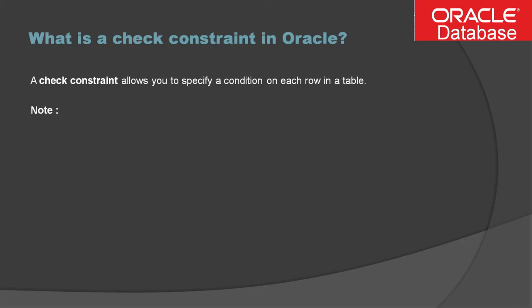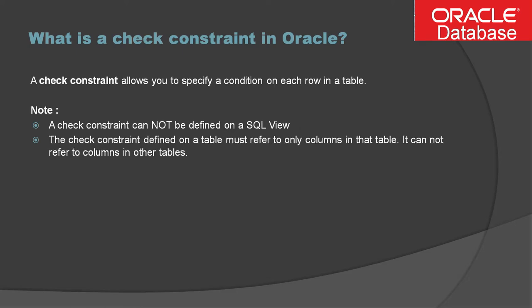Some of the key points you will have to note when you are going to define a check constraint. First, a check constraint cannot be defined on a SQL view. Second, the check constraints defined on a table must refer to only columns in that table. It cannot refer to columns in another table. Third, the check constraints cannot include a SQL subquery.